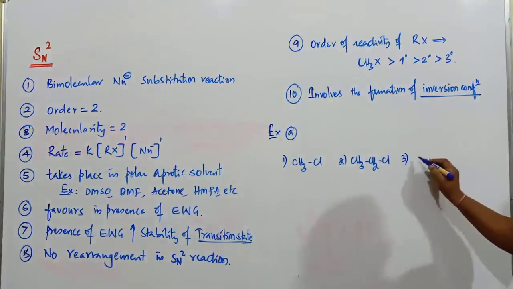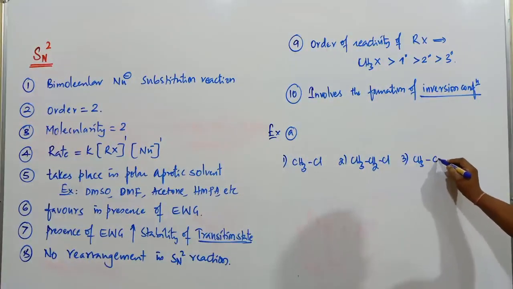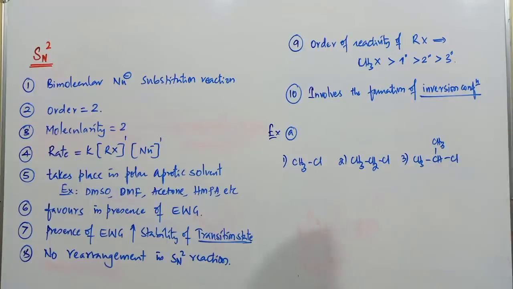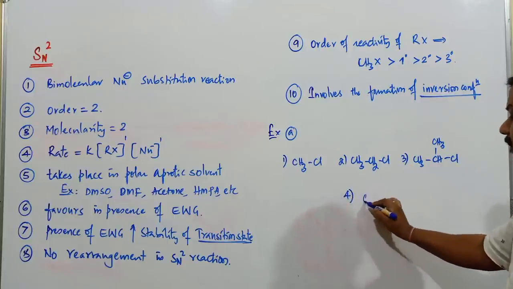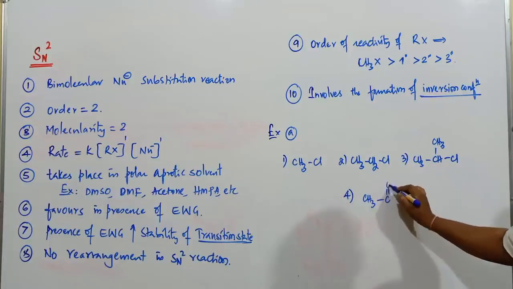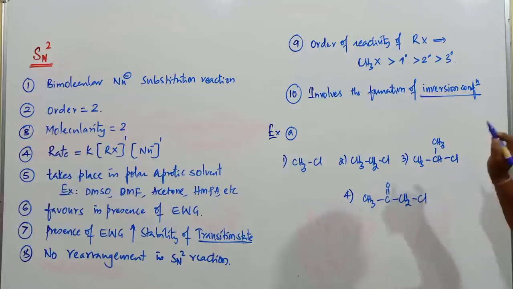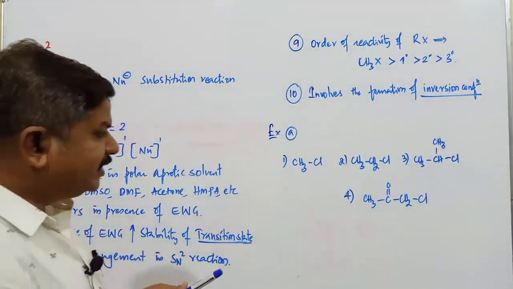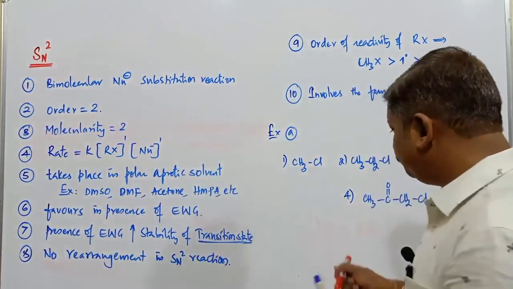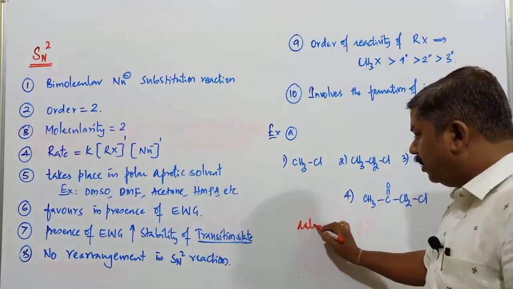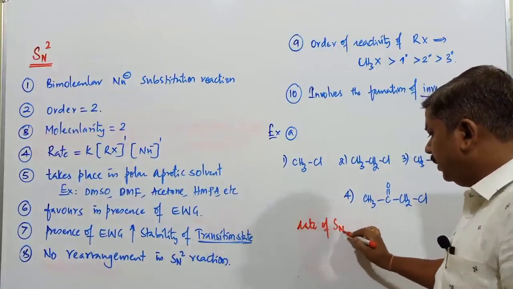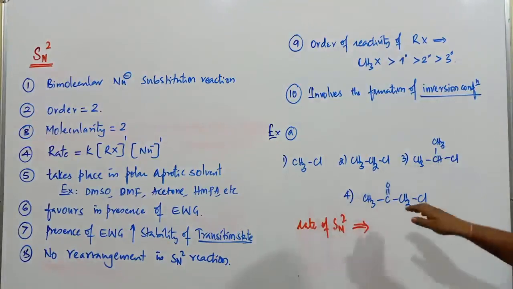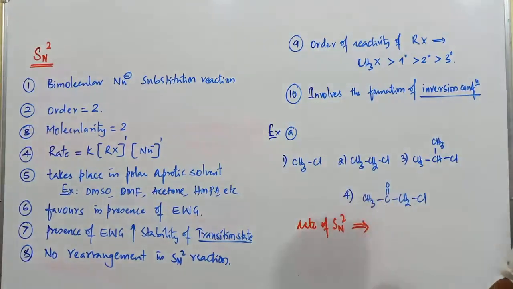The third molecule is CH3CHClCH3, and the fourth compound is CH3COCH2Cl. These are compounds of alkyl halides. What is the rate of SN2 in these four compounds? Which one undergoes SN2 reaction at a faster rate and which one at a slower rate?